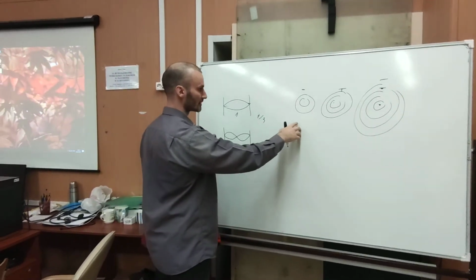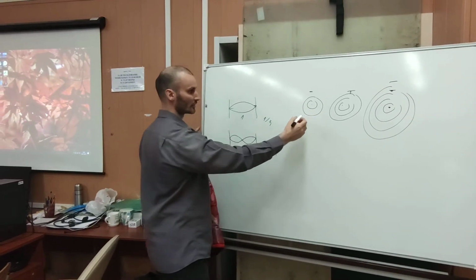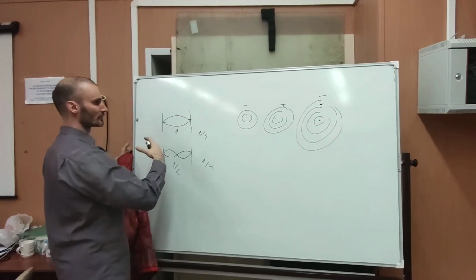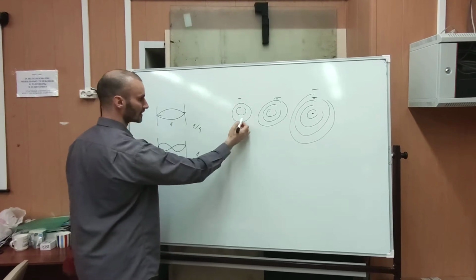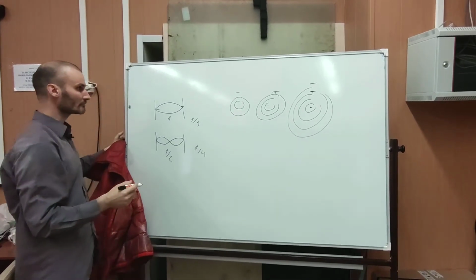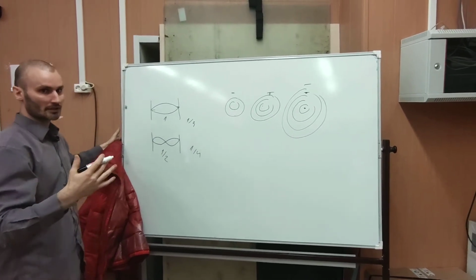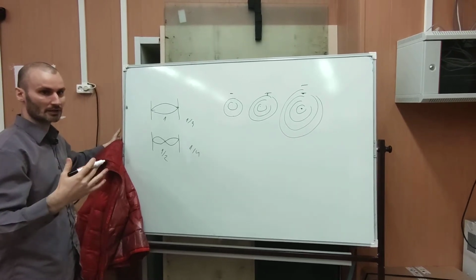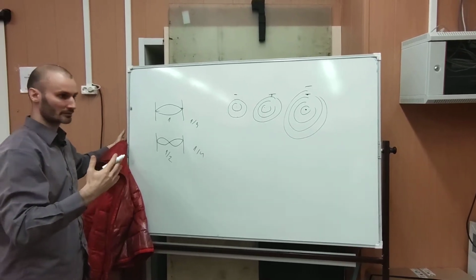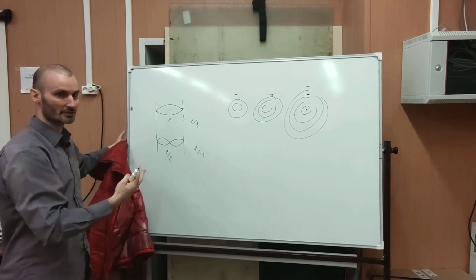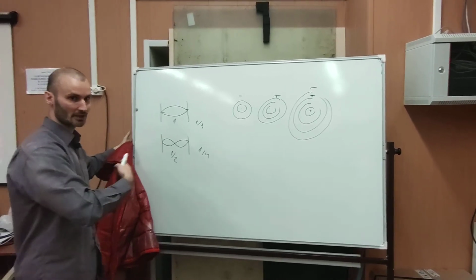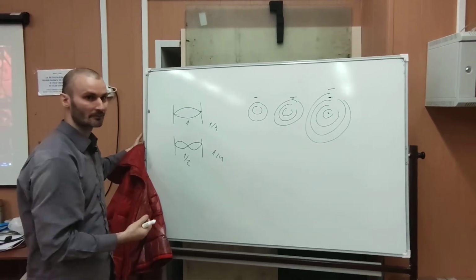So you can think of this like a visual representation of why positions of electrons are quantized. By the way, after I finish, I will ask you to say what I've just said. So you will have to explain to me what I'm explaining right now to you.